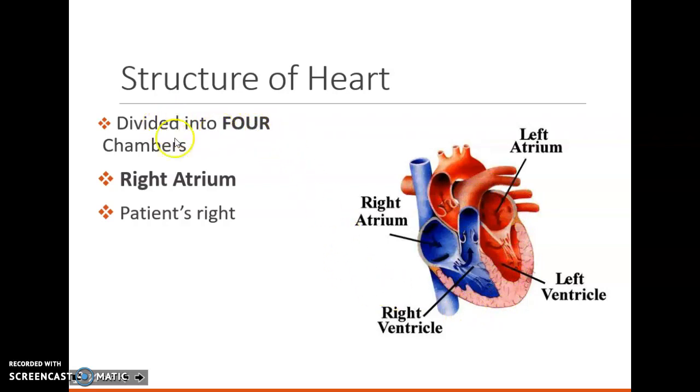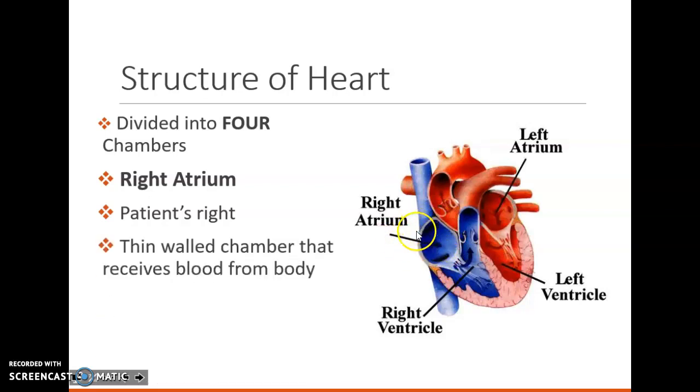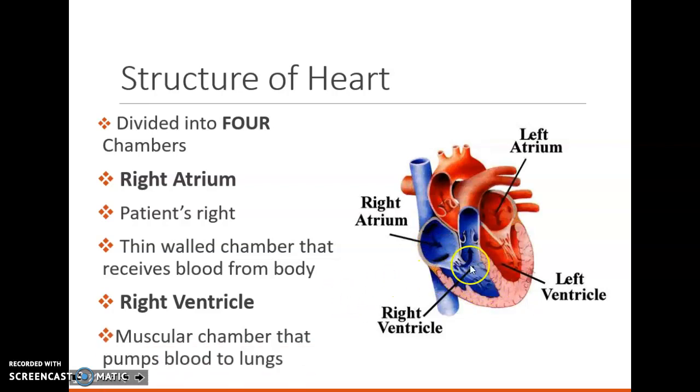So the heart is divided into 4 chambers. And when we're talking about this, you might be like, oh, they got it mixed up. But the right, we're always talking about the patient's right. So the patient's right atrium is here, and it is a thin-walled chamber that receives blood from the body. So the blood is coming in from all over the body, and the very first stop in the heart is the right atrium. Then it goes through a valve, and it goes to the right ventricle, which is a very muscular chamber that pumps blood to the lungs.